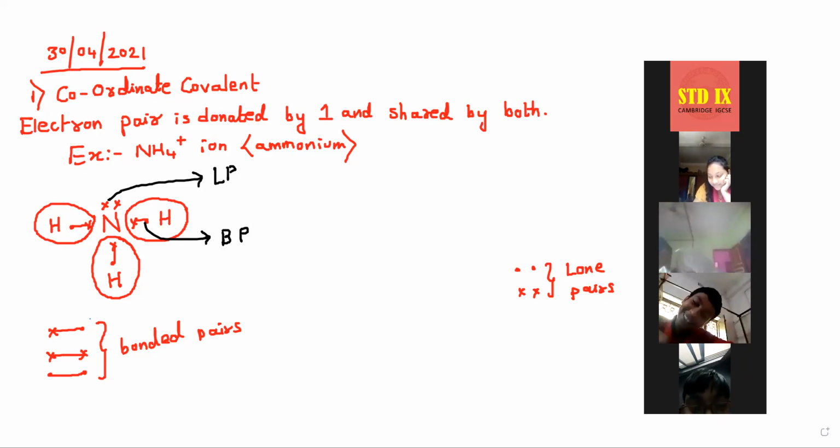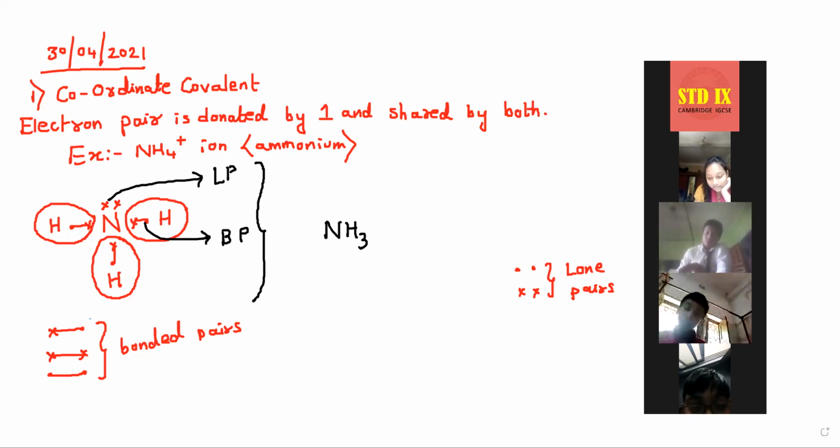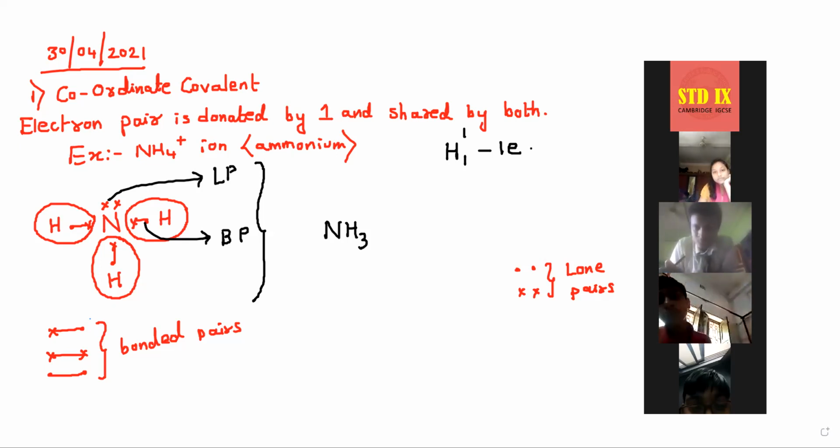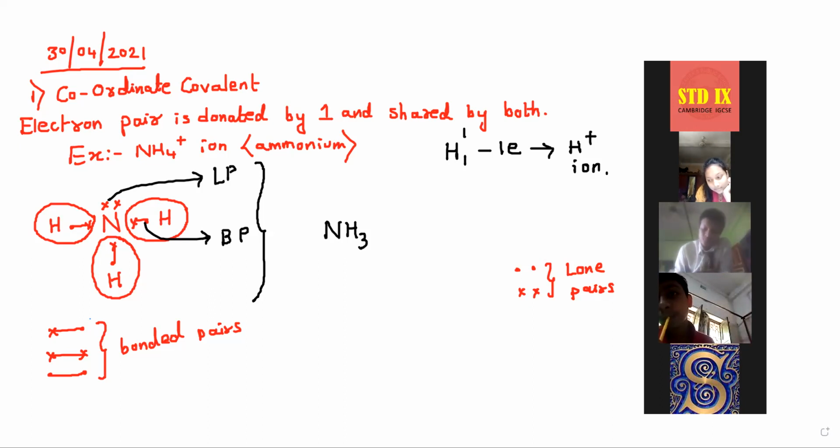So this is how NH3 is represented. Left hand side I have shown you the structure. Right hand side where I have written only NH3 is the molecule. Now one more thing you have to remember: hydrogen has 1 proton and 1 electron. If it loses the electron, it will get converted to H plus ion. Zero neutron. Correct. When this electron is lost, it gets converted to H plus ion.